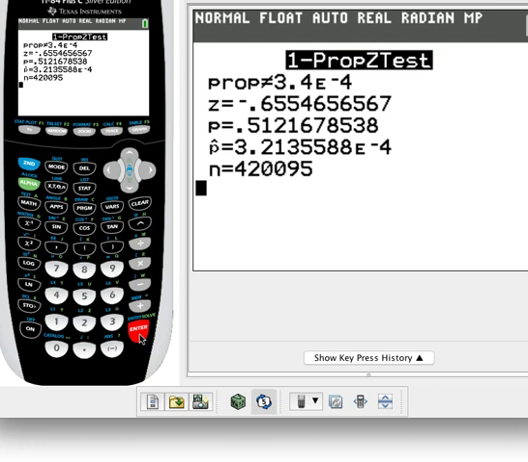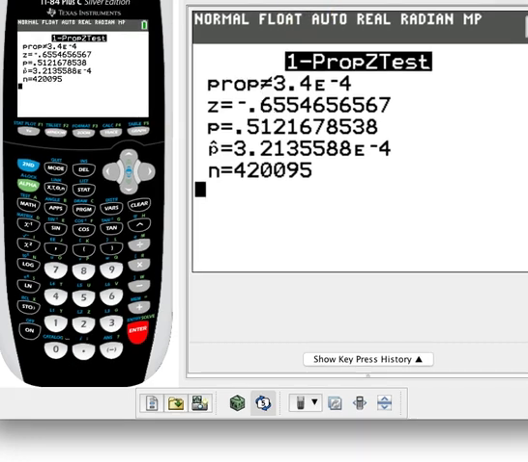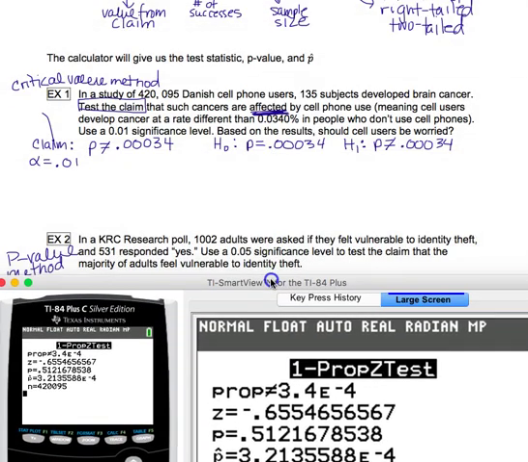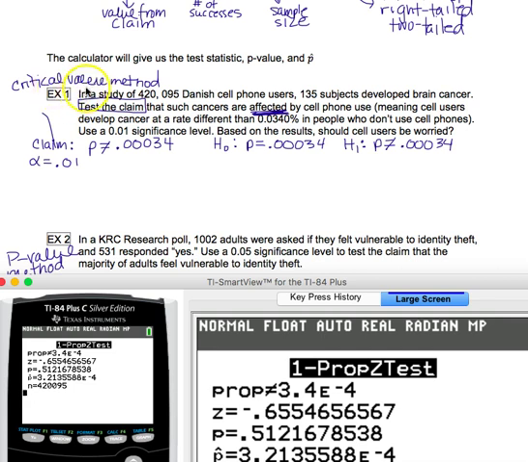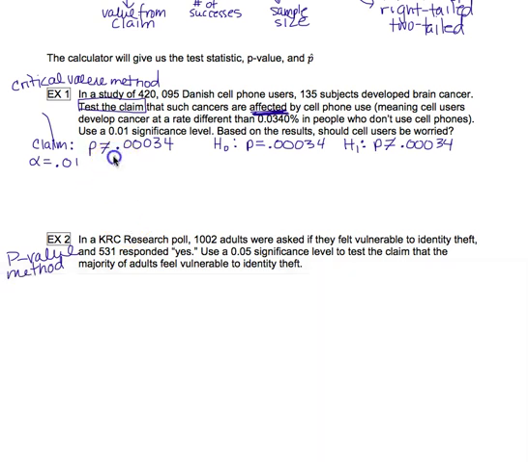Color does not matter, so then scroll all the way down to Calculate, press enter. And again, that gives us lots of information. The first one is my test statistic. The second one is my p-value. The third one is the p-hat value. So in this case, since I'm using the critical value method, the only one I need from here is that z-value, that test statistic. So we'll write test statistic, and because it's a z-score, we round to 2 decimal places, so negative 0.66.